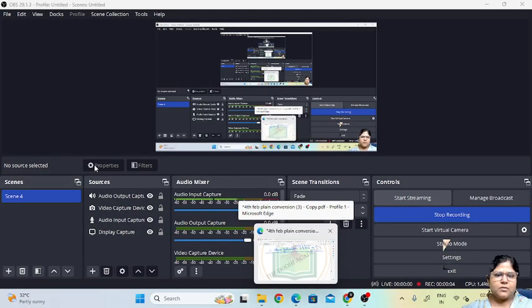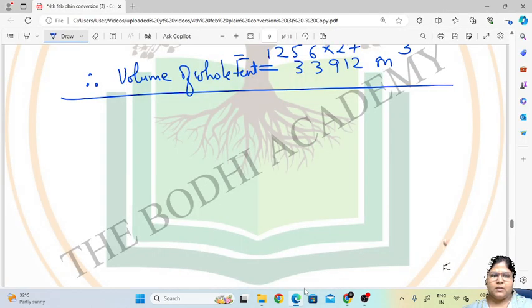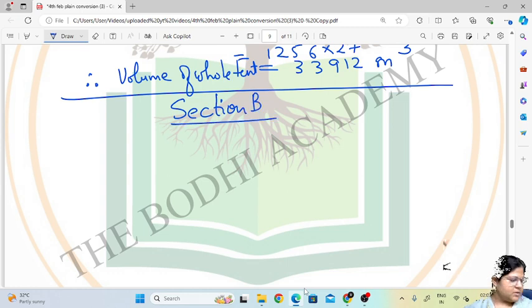Okay, so now coming to section B. Question number 21, option A. Next, if you see, you have: without performing long division, find whether 123 upon 125 is terminating or non-terminating and write its decimal expansion.